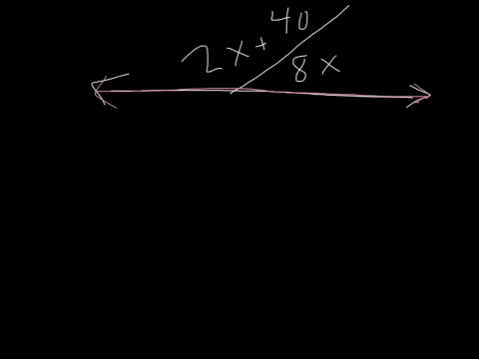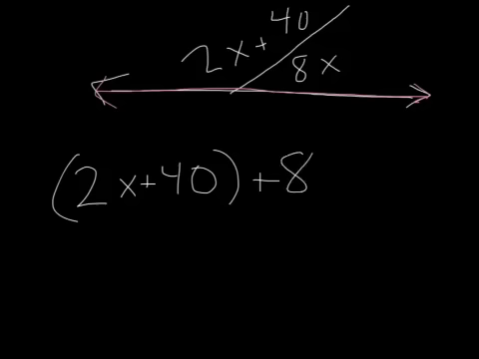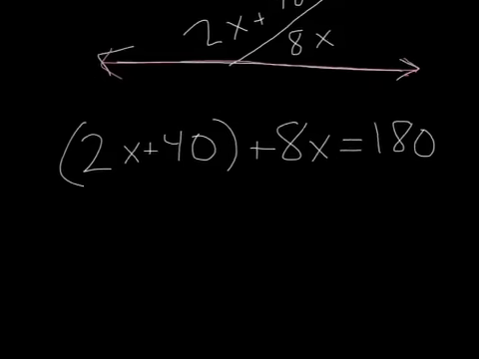So from here I can take both my angles. I have 2x plus 40, that's one angle, and then I have plus my second angle, which is 8x, and I know that's going to equal, because it's a linear pair, we have a straight line, it's going to equal 180. From there I can go ahead and solve.